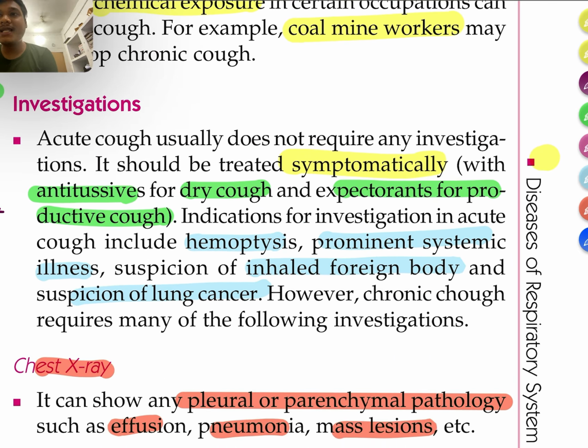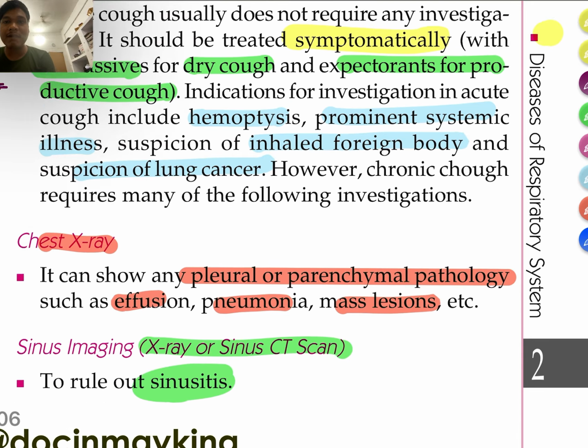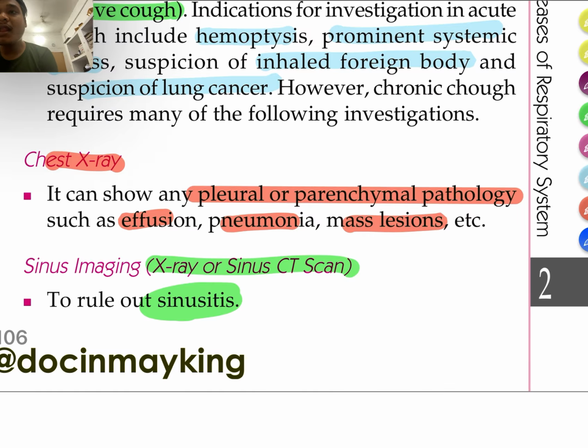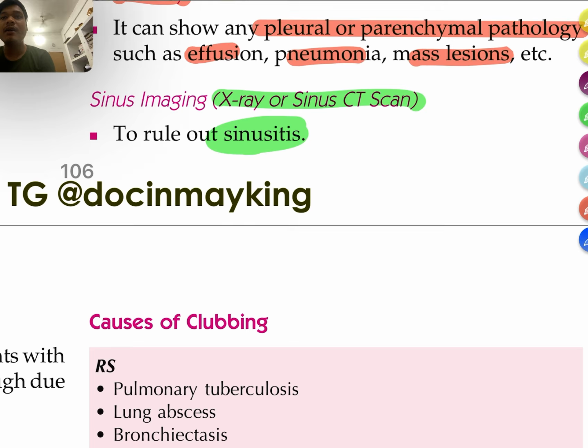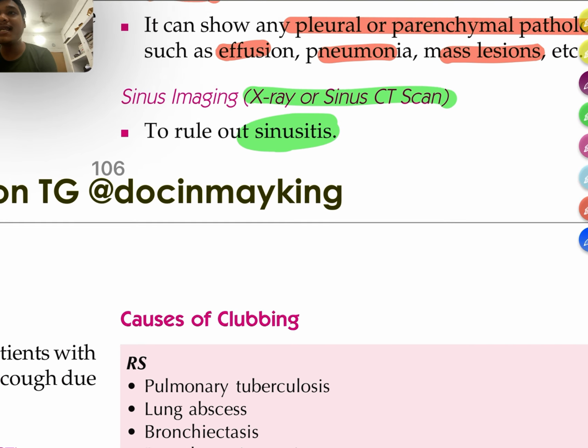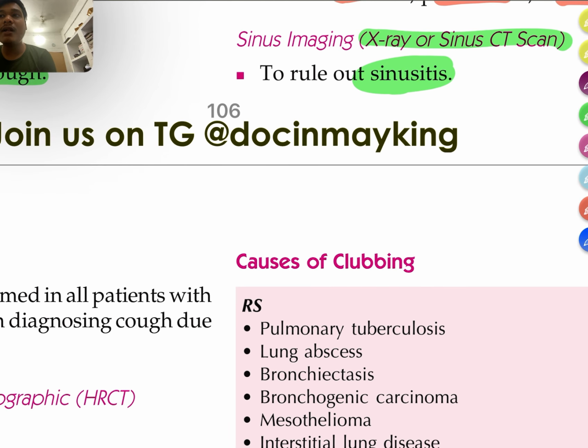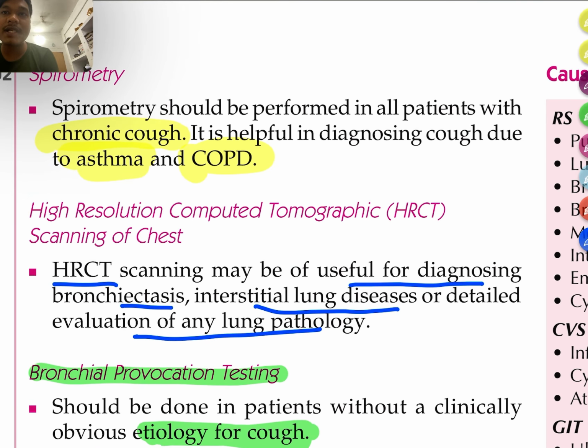Investigations include symptomatic treatment, like antitussive for dry cough and expectorant for productive cough. A chest X-ray is done to look for pleural or parenchymal pathology like effusion, pneumonia, and mass lesion. For sinus imaging, an X-ray or CT scan is to be done to rule out sinusitis. Spirometry, as studied earlier, is used for chronic cough and asthma.